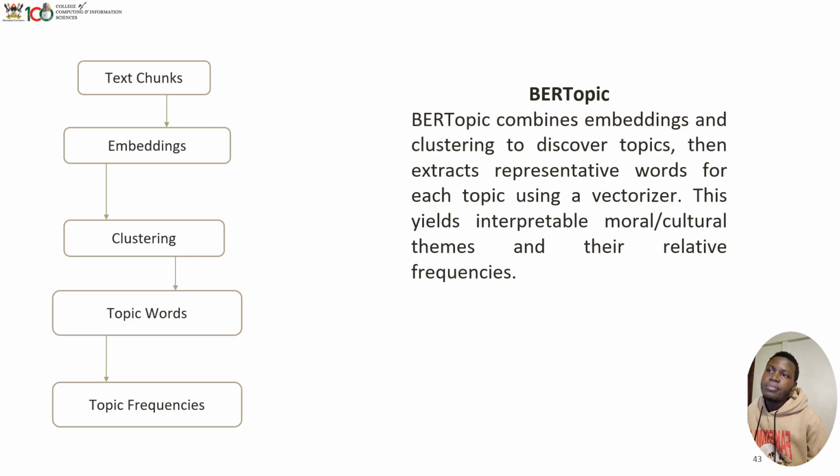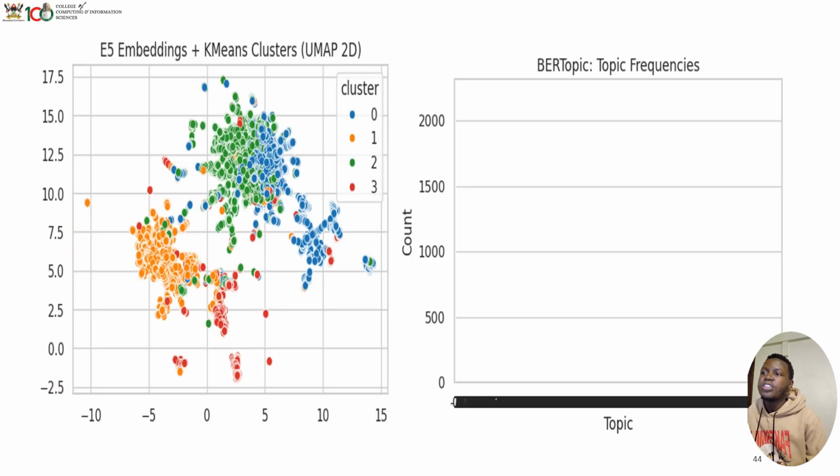Now, when you look at the BERTopic, for this one, we shall see that the text chunks are converted into embeddings, which are converted into clusters. Now, unlike the E5, here we shall have the topic words and the topic frequencies. BERTopic combines the embeddings and the clustering to discover the topics, then extracts representative words for each topic using the vectorizer.